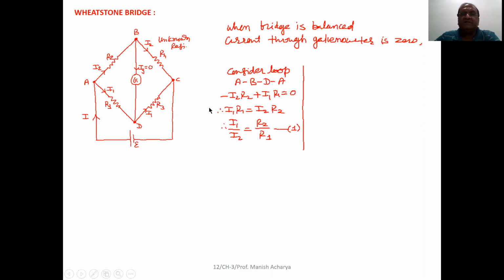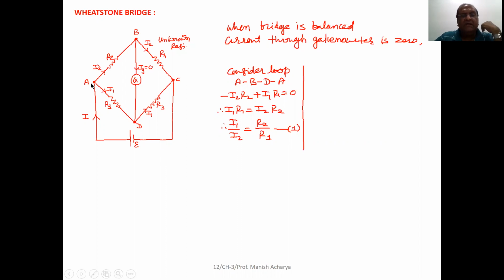Now suppose we consider the loop A, B, D, A. So A to B, we are moving in the direction of the current I2 through resistor R2. So the potential difference is minus I2 R2. Then B to D, in that particular branch, there is no current. So the potential difference is 0 in that branch.